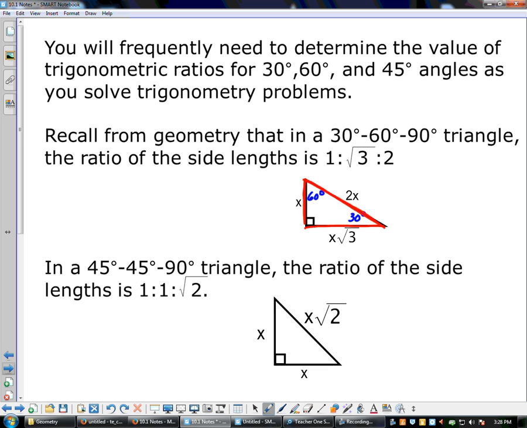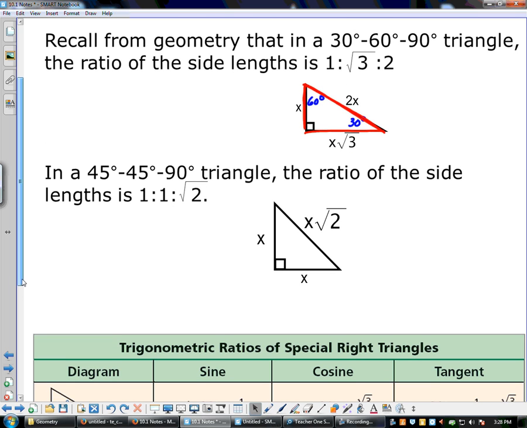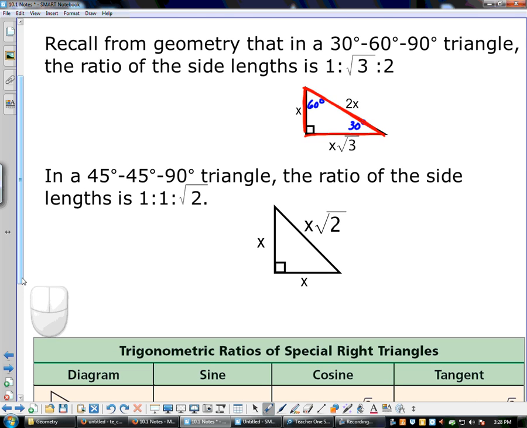In a 45, 45, 90 triangle, the ratio of the side lengths is 1 to 1 to square root of 2. So the legs are going to be each congruent to each other. So if that's x, then this is going to be x. Again, this is a 45, 45, 90 right triangle. And the hypotenuse is going to be x times square root of 2. So the leg length times square root of 2.